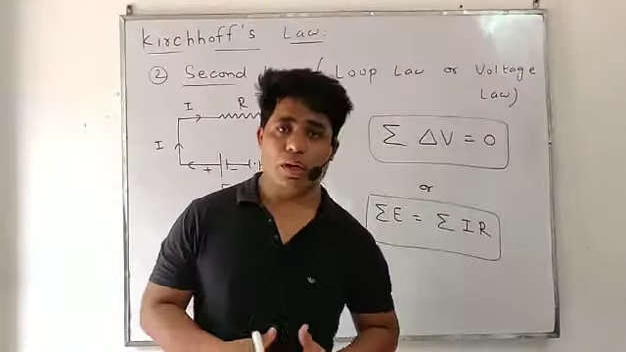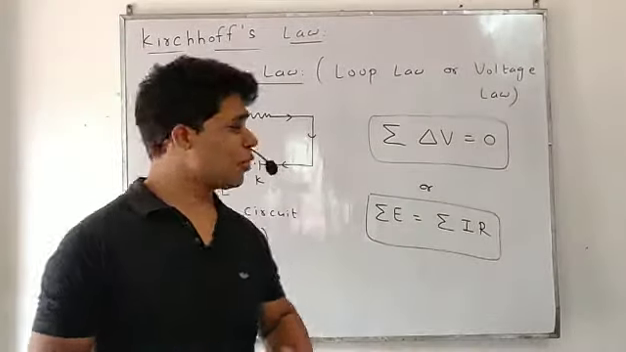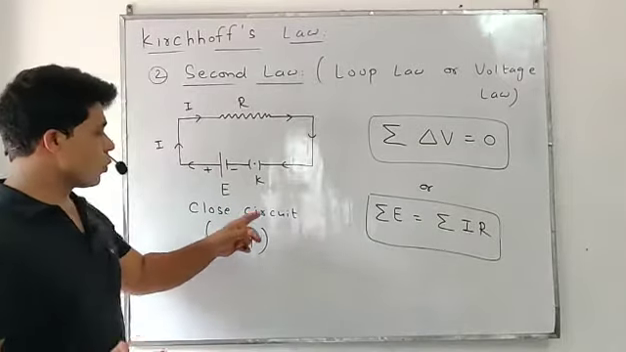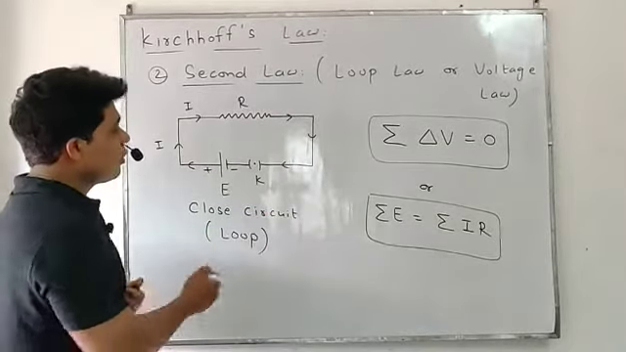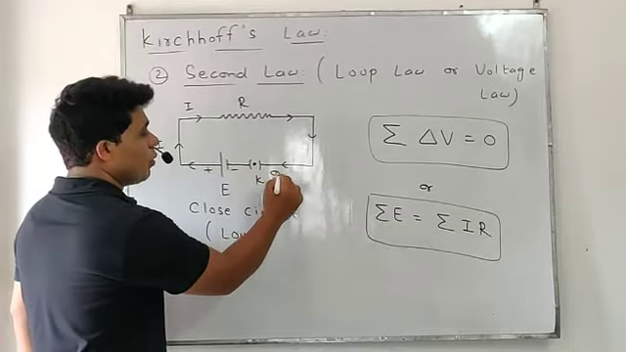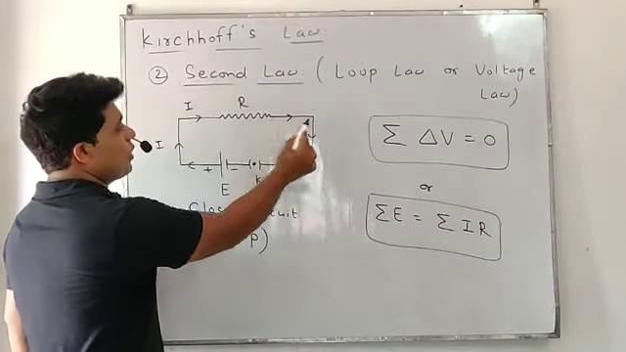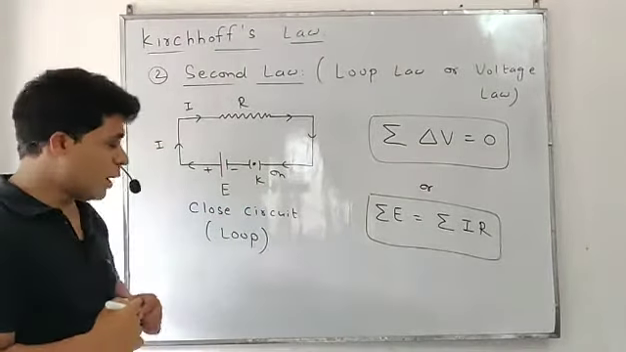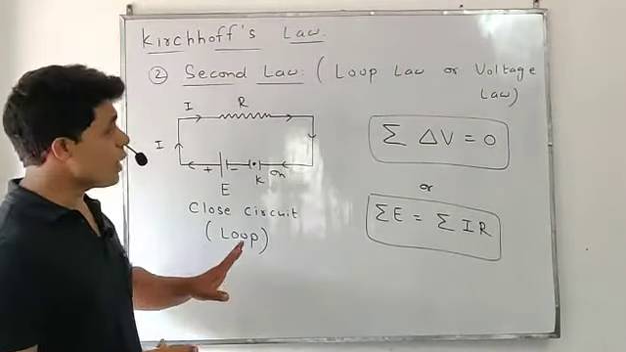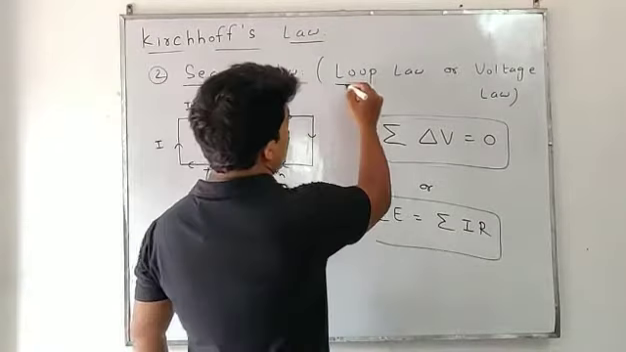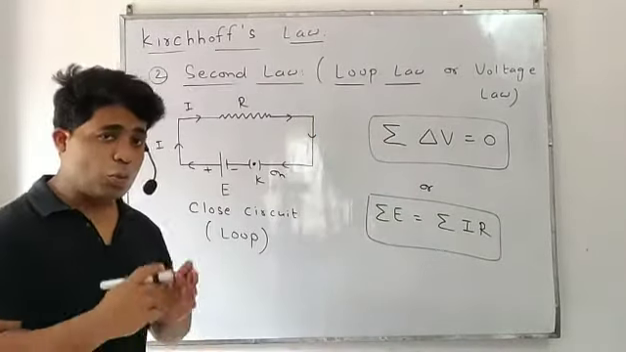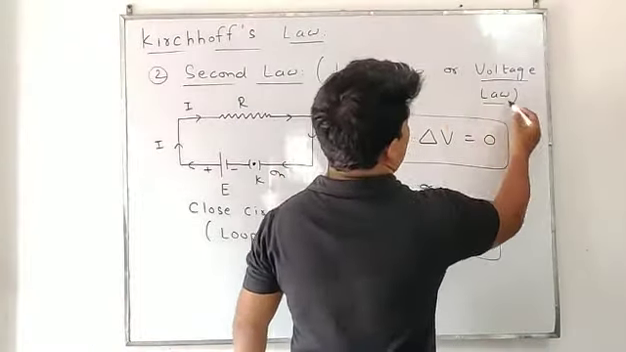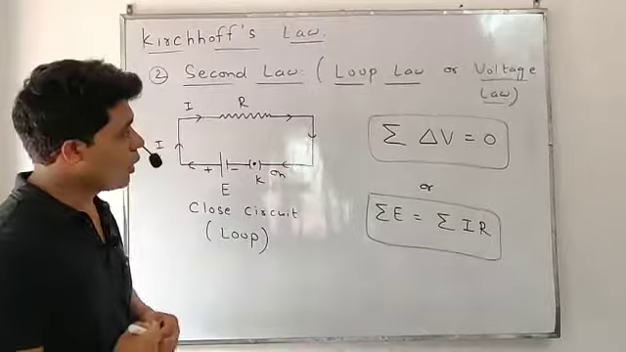Okay, students. Now we'll discuss Kirchhoff's second law. Kirchhoff's second law is applicable for a closed circuit. What is the meaning of closed circuit? When the switch is on, when the key is on, current is flowing in the circuit. This circuit is said to be a closed circuit, and a closed circuit is said to be a loop. That's why Kirchhoff's second law is also known as loop law. It is related to potential, that's why it is voltage. That's why it is also said to be voltage law. Loop law, voltage law.